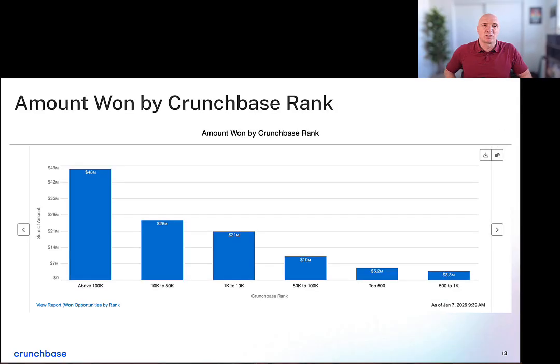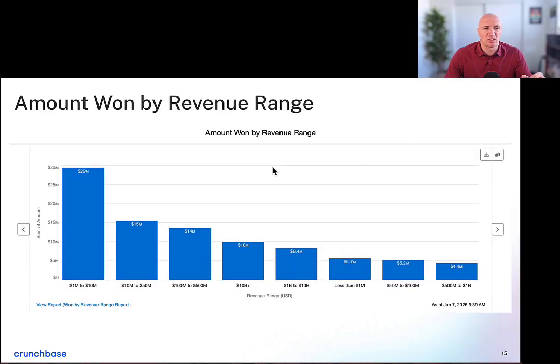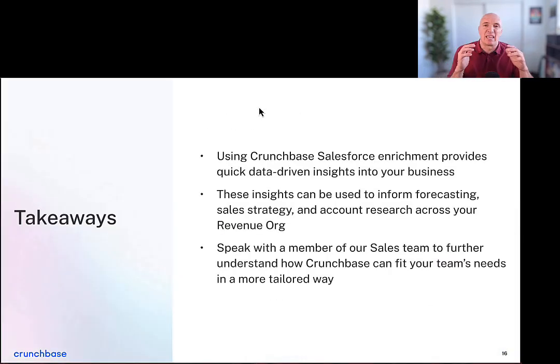And then the last insight I can glean is, when we do win, how much do we win? So I can come in here and I can say, well, for companies above 100K, I've won 48 million. For 10 to 50K, it's been 26 million, et cetera, et cetera. So these are the different types of insights that I can glean now that I have a fully enriched CRM. And this becomes incredibly powerful when it comes to strategizing, identifying ICP, and ultimately choosing where to prioritize your reps' time. So you can see that the amount one, of course, we can do that by employee size, by revenue range as well. But ultimately, these are the takeaways.